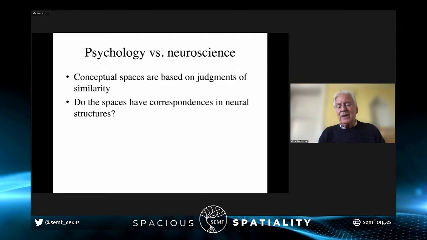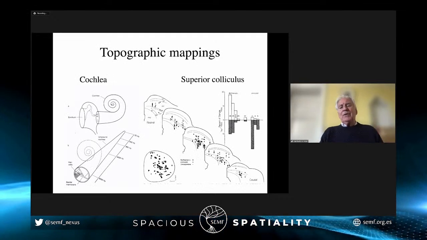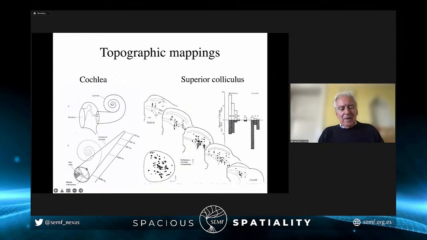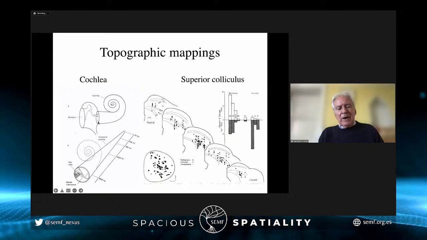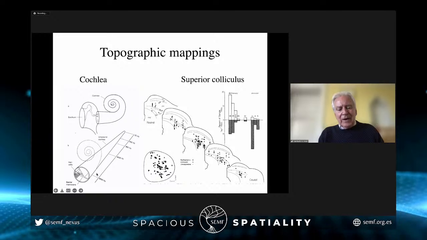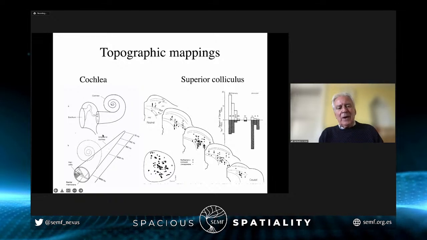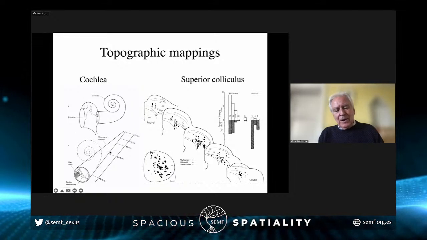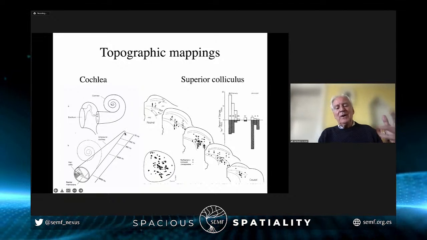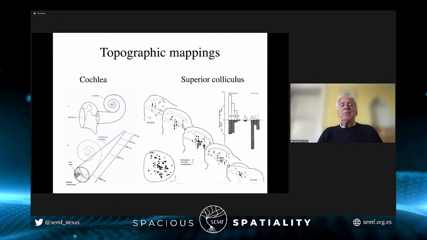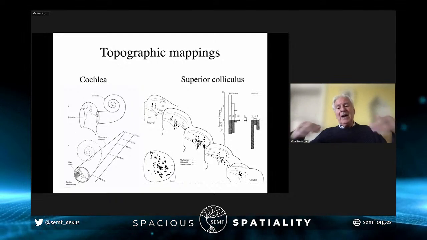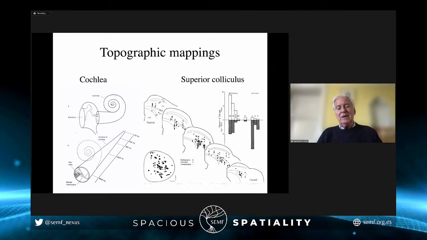This is a big question at the moment, actually. It's well known that there are topographic mappings in the brain. We map sound frequencies onto the cochlea. And if you unroll the cochlea, you get a nice mapping between the high frequencies coming closer to the eardrum and the low frequencies being represented very far up in the cochlea. That's a simple topographic mapping between sound frequency and location in the cochlea.